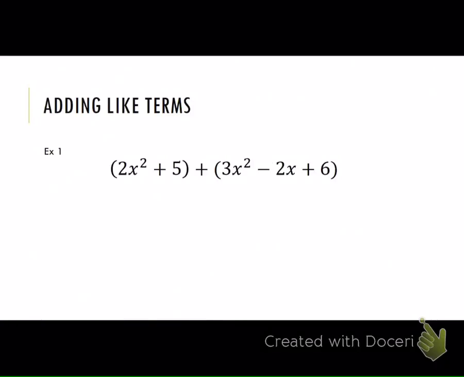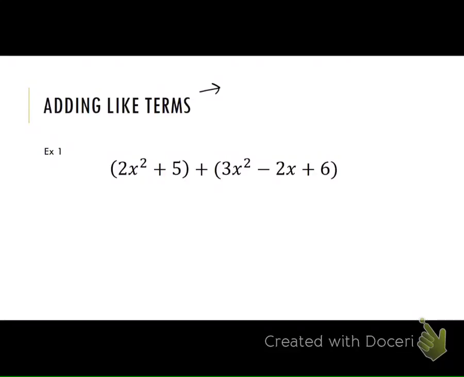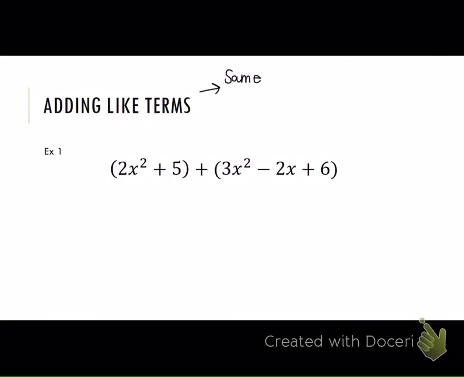All right, so let's talk about adding like terms now. A like term means it has the same base and same exponent. So this is the base, and this is the exponent. I just made up something so that I could tell you what a base and an exponent were, so you knew which one I was referring to.